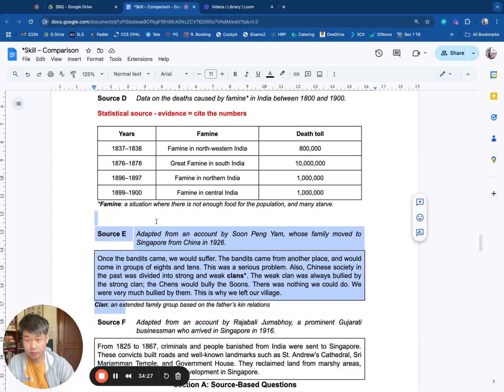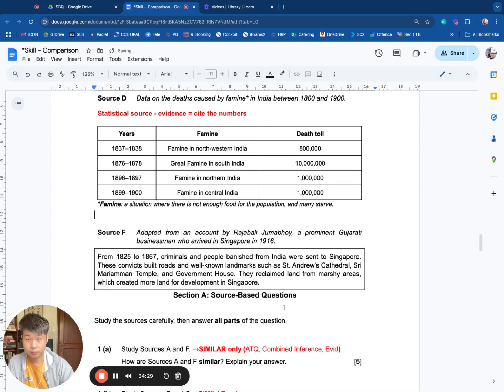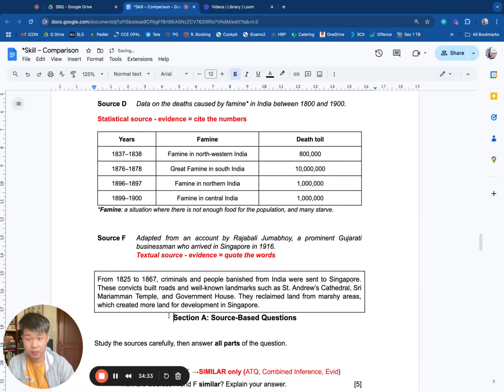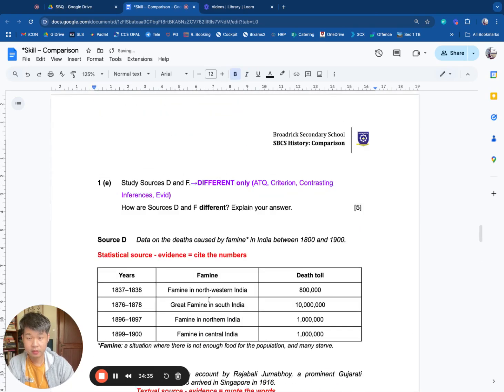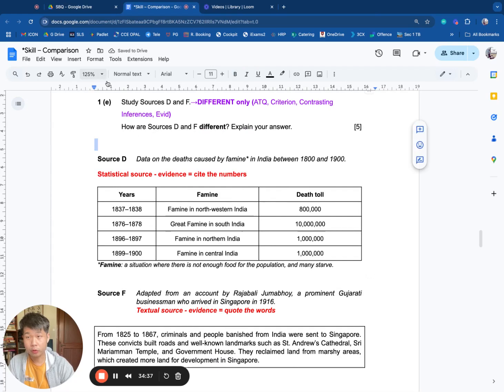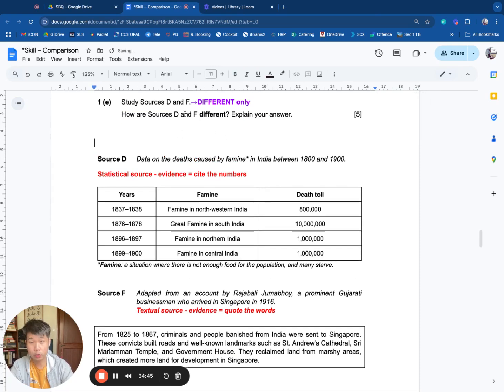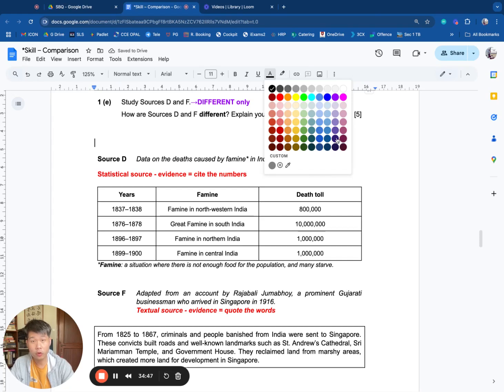D and F, right? So just these. D and F. How are these sources different? I'm going to write out the frame for you, and then I would like you to ATQ, criterion, contrasting inferences, evidence. I would like you to try on your own first. Pause the video and try on your own before I go about it.